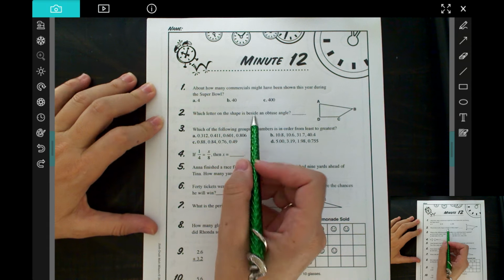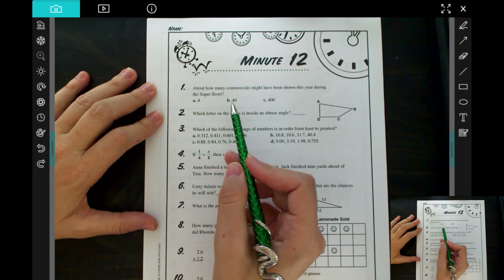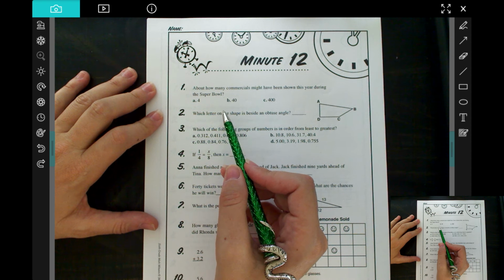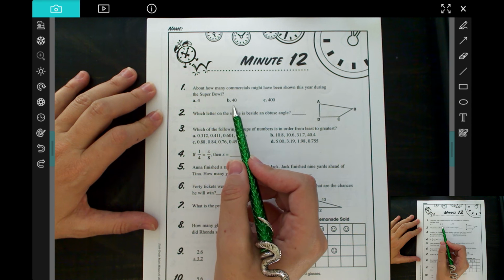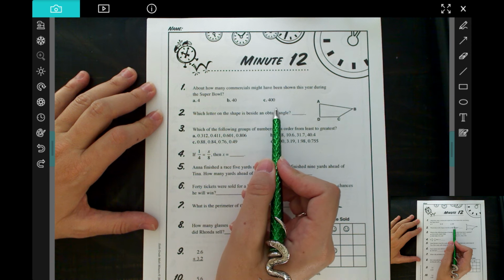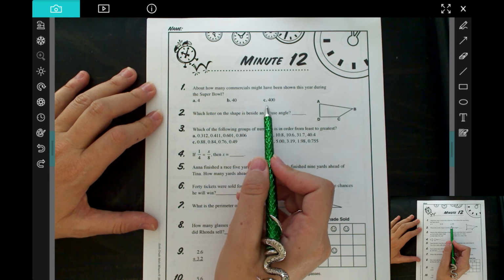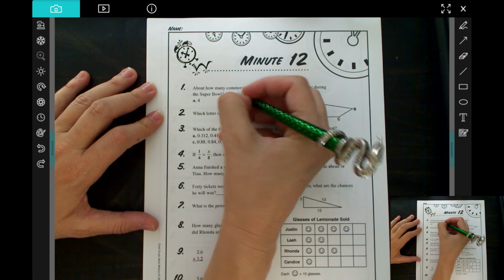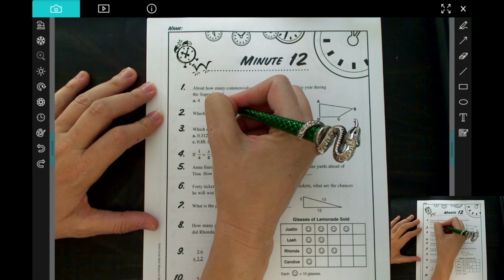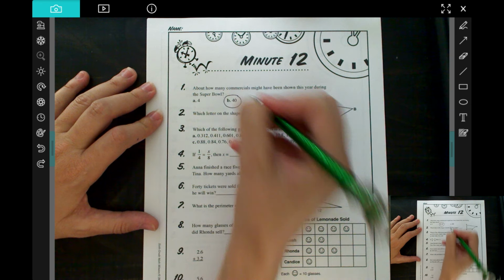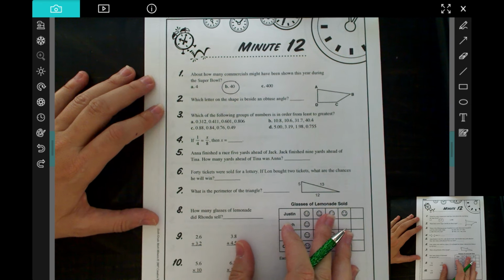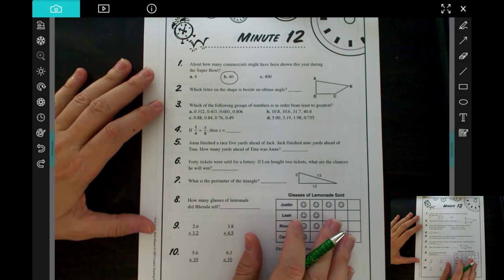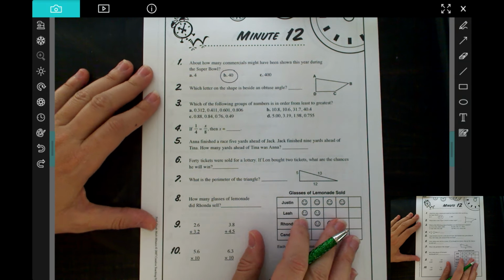Number 1, about how many commercials might have been shown this year during the Super Bowl. Well, the Super Bowl is a 3-hour or so sporting event. However, in that time, they don't show 400 commercials. And they certainly show more than 4. So we're going to estimate that they show about 40, and they're always pretty good. Do you know how much money they spend per commercial? It's like $1 million for a 30-second spot. It's insane.